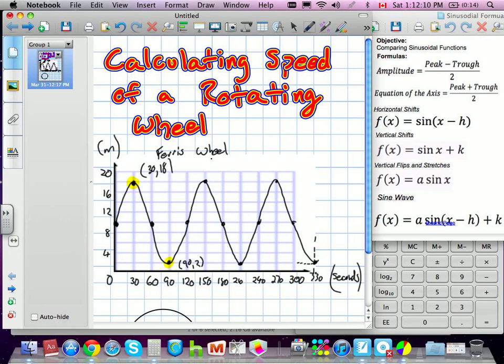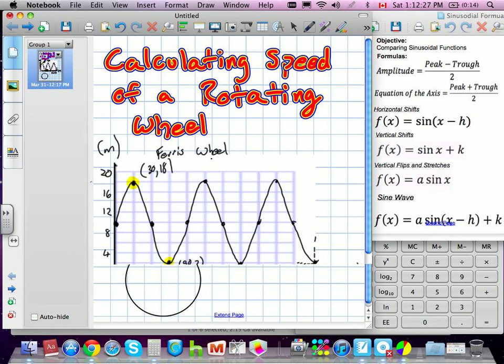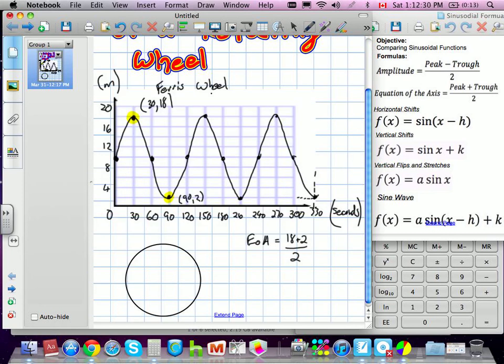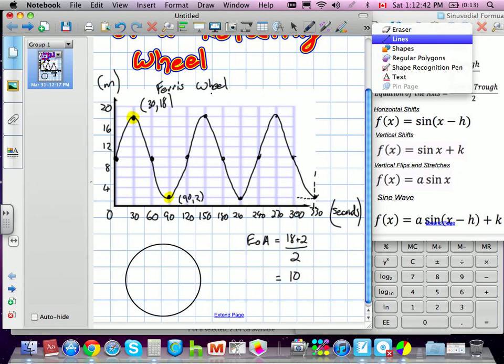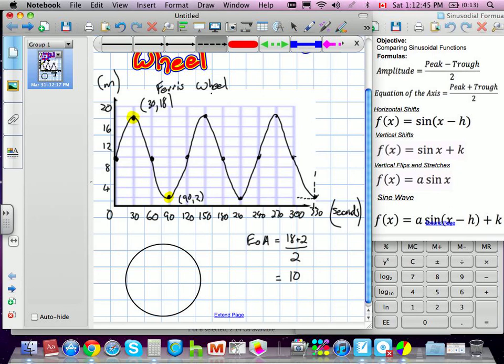In order to find the equation of the axis, so the EOA, what's our formula say to do? Okay, so what do we add? 18 plus 2. Yep. 20 divided by 2, which is 10. Good. So that's excellent. What that means is we have a line going through the middle of this right at 10. So this is our middle line. Good. So it goes on back.